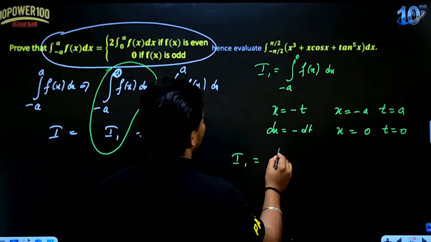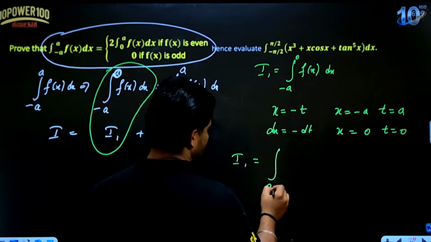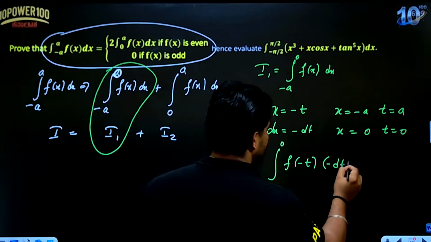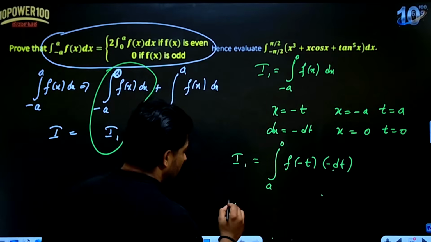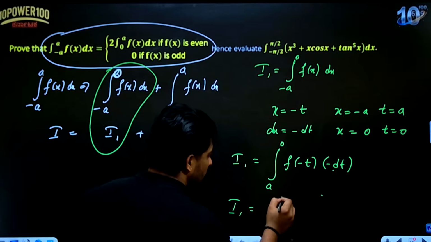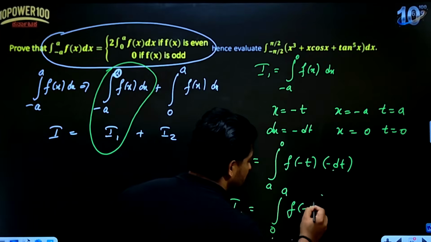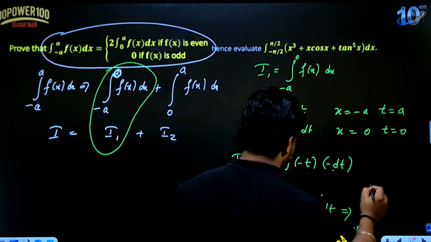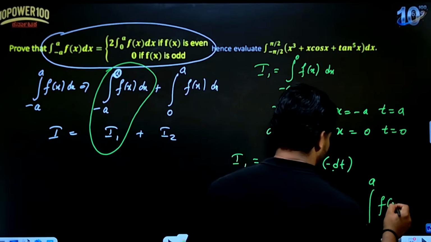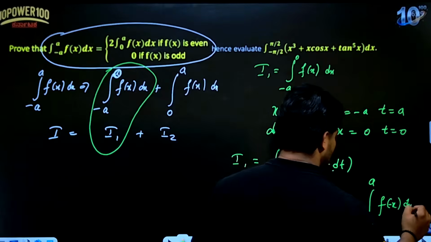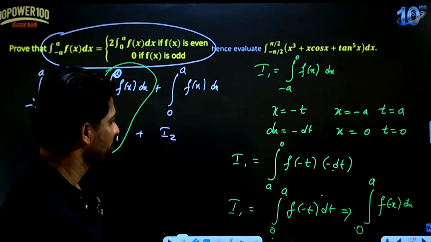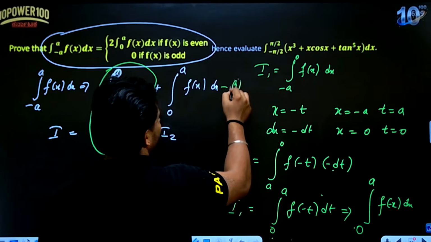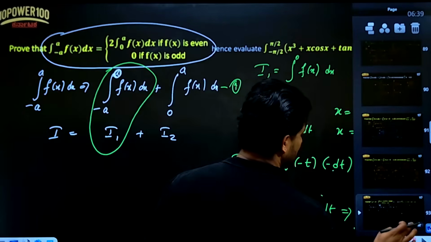So I1 is equal to the integral from a to 0 of f of minus t into minus dt. Now, this minus symbol reverses the limits, so I1 is equal to the integral from 0 to a of f of minus t dt, and we can write this as the integral from 0 to a of f of minus x dx. Okay, so now I'll substitute this in equation number 1 only. This is equation number 1. I'll substitute here itself. I'll take a copy of this.